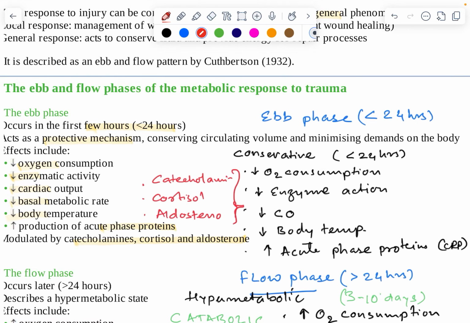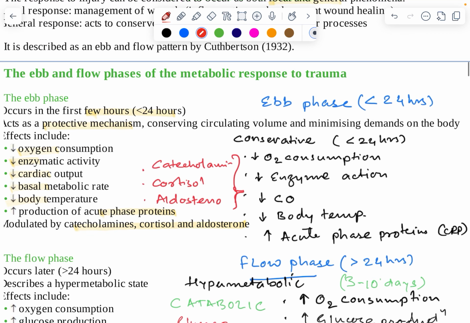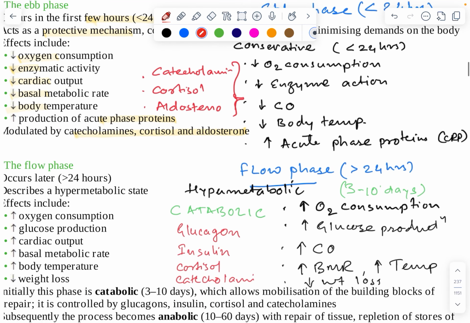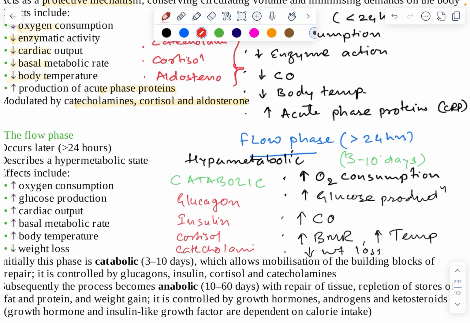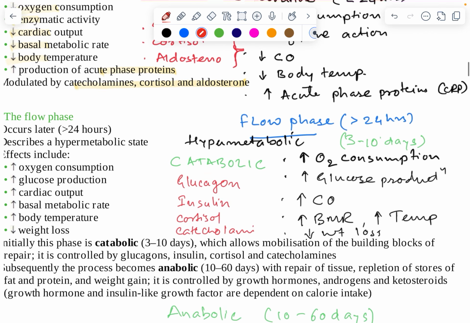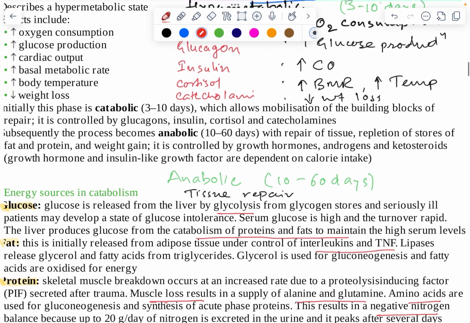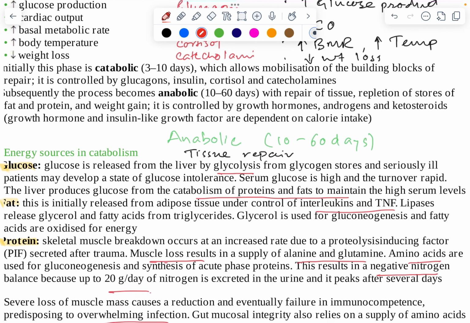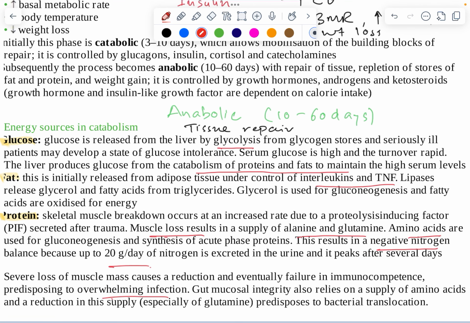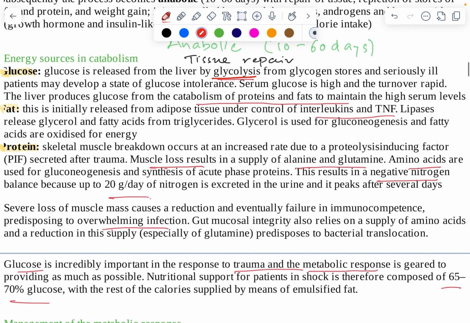Then comes the flow phase, which is hypermetabolic. First is the ebb phase, where everything is depressed. Then glucagon, insulin and cortisol come into action. They increase oxygen consumption, glucose production and metabolic rate. Then the anabolic phase, 10 to 60 days, when tissue repair occurs. Glucose is released from glycogen by glycolysis. In seriously ill patients, fat is released through interleukins. Proteins are also lost, with severe loss of muscle protein.